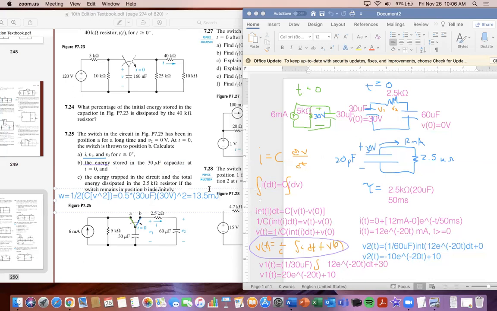Okay, part C. The energy trapped in the circuit and the total energy dissipated in the 2.5 ohm resistor if the switch remains in position B indefinitely. Okay, so energy trapped in the circuit and the total energy dissipated in the 2.5 ohm resistor.